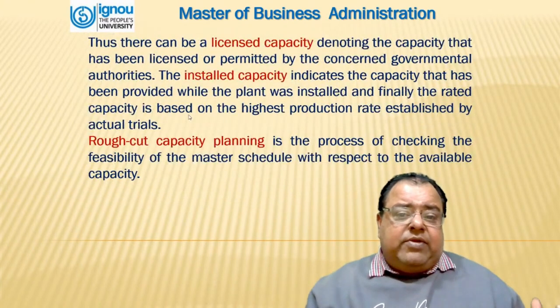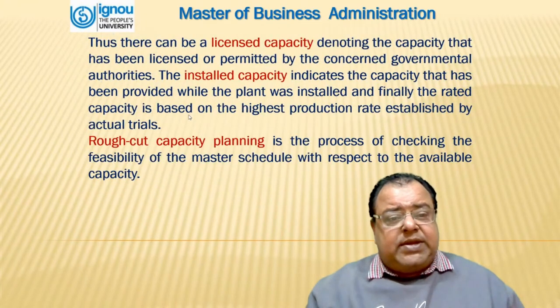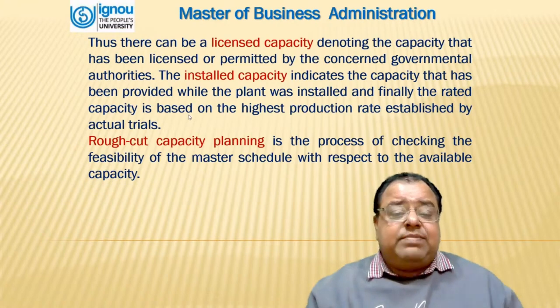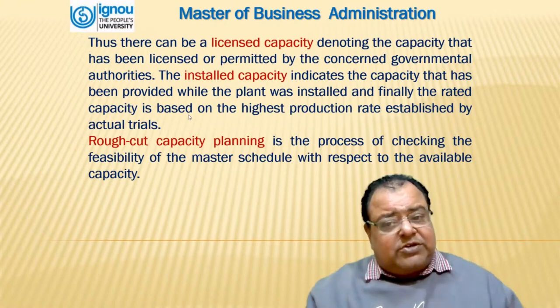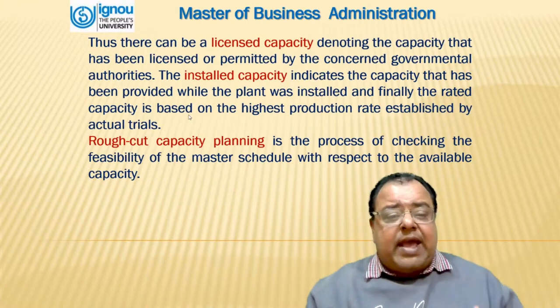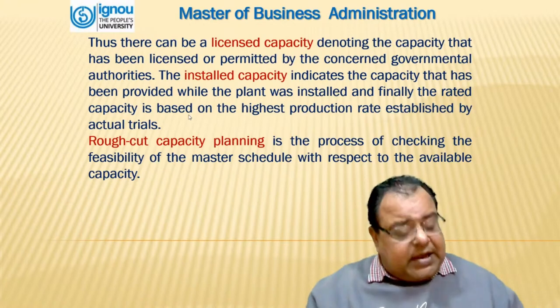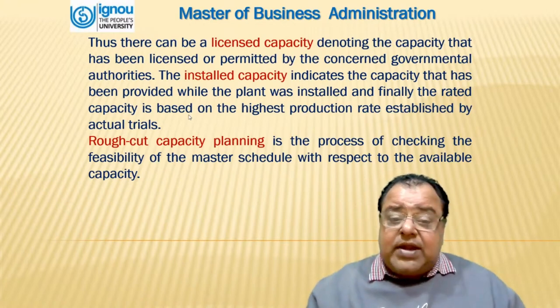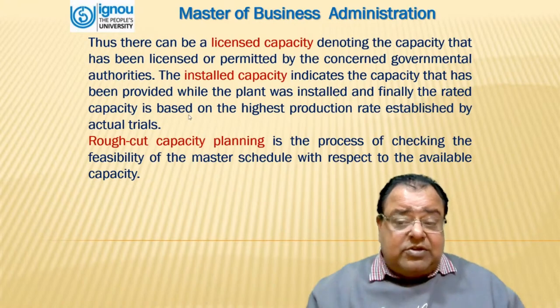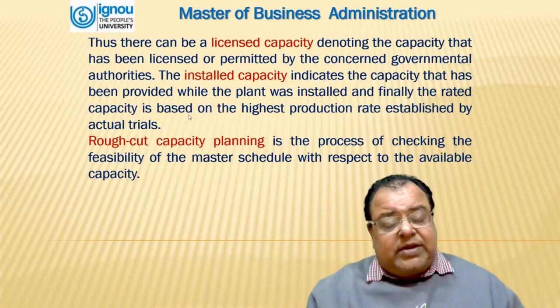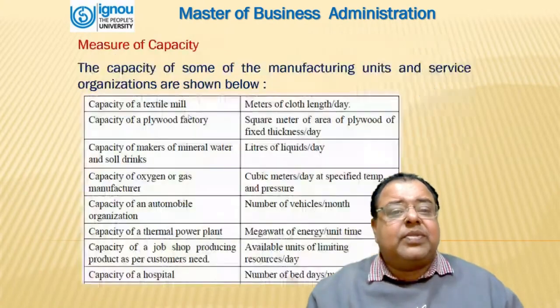Thus, there can be a licensed capacity, denoting the capacity that has been licensed or permitted by the concerned governmental authorities. The installed capacity indicates the capacity that was provided when the plant was installed. And finally, the rated capacity is based on the highest production rate established by actual trials. Rough cut capacity planning is a process of checking the feasibility of the master schedule with respect to the available capacity.